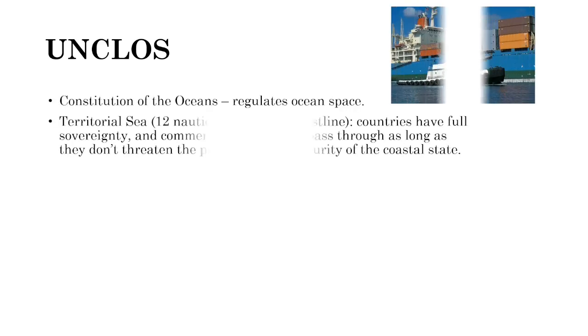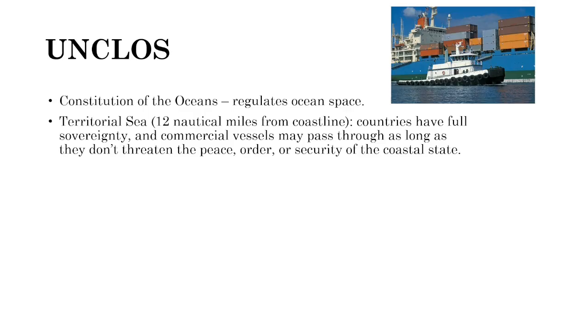Now let's look at UNCLOS, the United Nations Convention on the Law of the Sea. We're looking at water. It's the constitution of the oceans as it regulates ocean space. So let's go over the different zones that are defined by UNCLOS. The first one is the territorial sea, and it extends 12 nautical miles from the coastline. In the territorial waters, countries have full sovereignty and commercial vessels may pass through as long as they don't threaten the peace, order, or security of the coastal state.